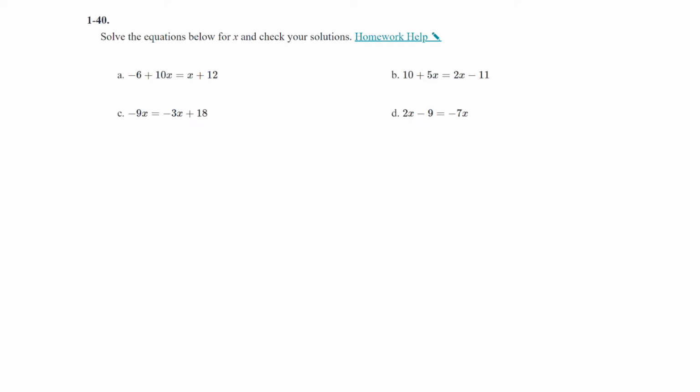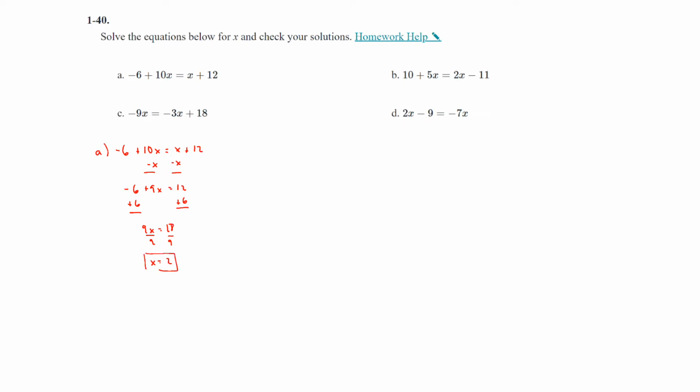Question 40. Solve the equations below for x and check your solutions. So in part A, we have negative 6 plus 10x equals x plus 12. We're going to get the variables on the same side. I'm going to do that by subtracting x. Remember, you can solve the equations in different orders here, so it doesn't have to be exactly this way. Get the constant on the other side, so we're going to add 6 to get 18, and then since it's 9 times x, we're going to undo that by division, and x would be equal to 2.